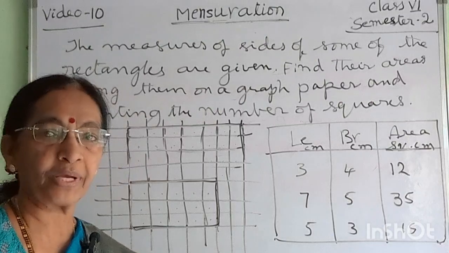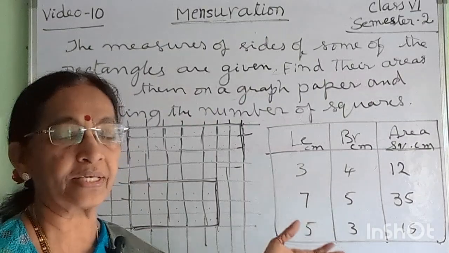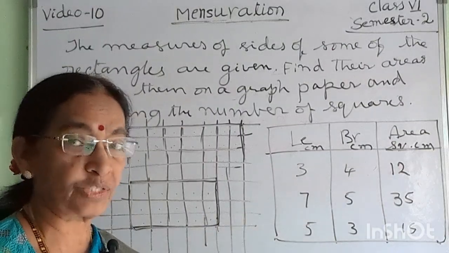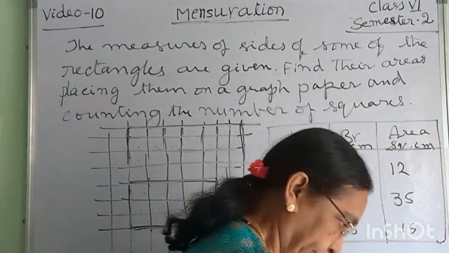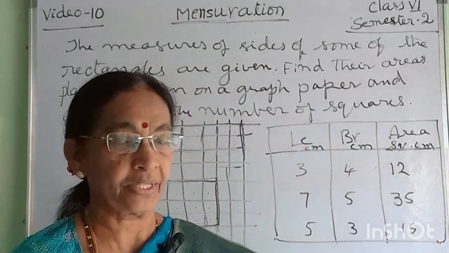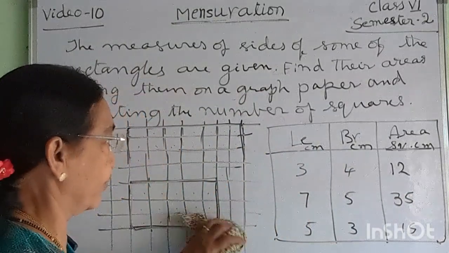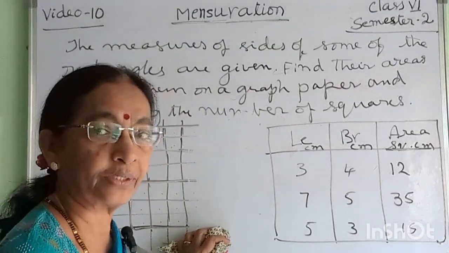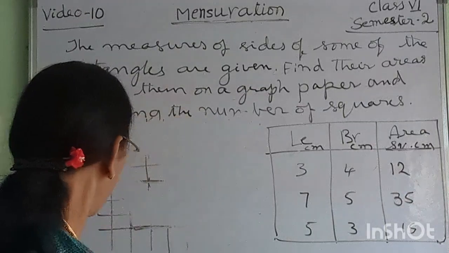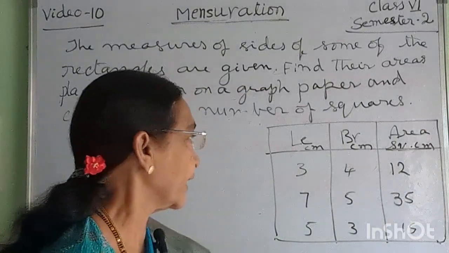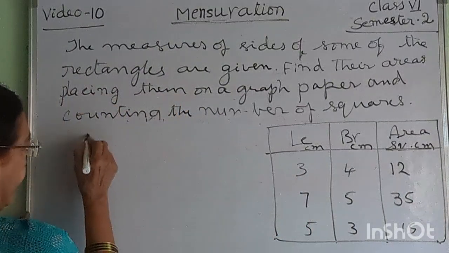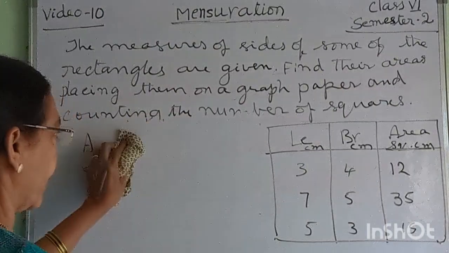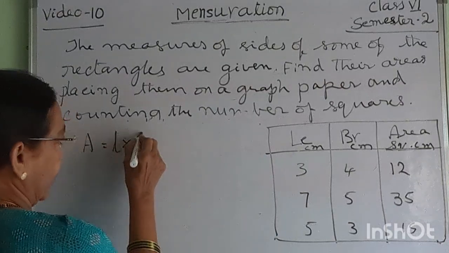So now we have measured the areas of these 3 rectangles by placing them on graph sheets and counting the square centimeters. Then again we use the formula. In the previous video I told a formula for the area of a rectangle. Area of a rectangle is equal to length into breadth. So using that formula, let us calculate the area of the first one. Actually, I will write the formula also.